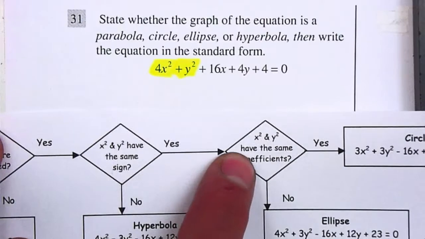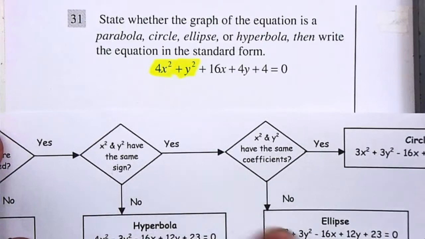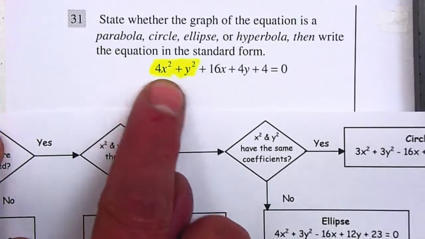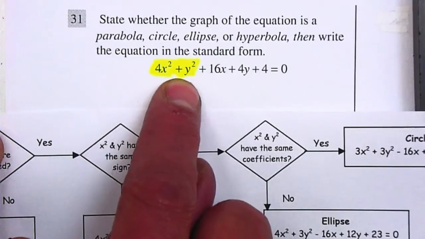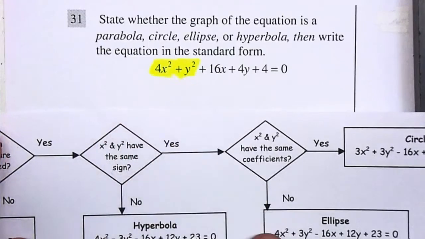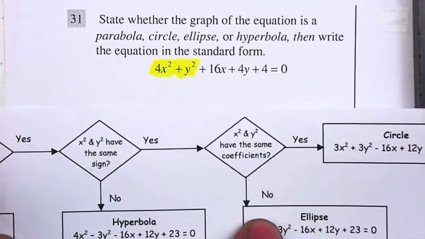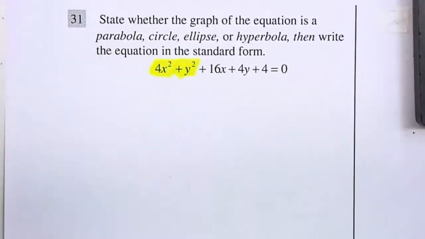Do they have the same coefficient? No. So therefore, that's an ellipse. The coefficient for the x squared is a 4. Coefficient for the y squared is a 1. So therefore, this is an ellipse. If they have the same coefficient, then they'll make it into a circle. In this case, this is an ellipse.